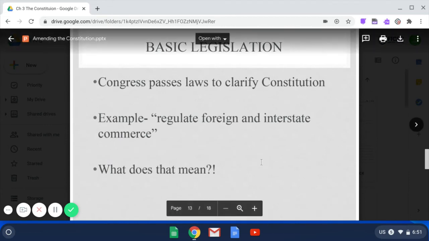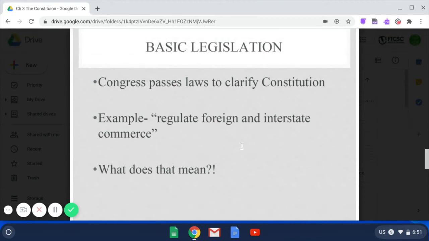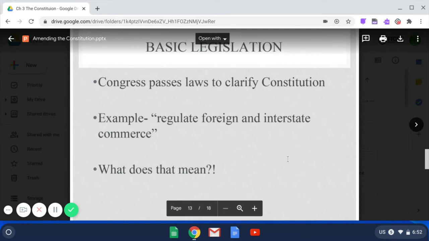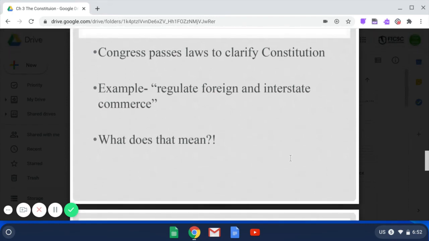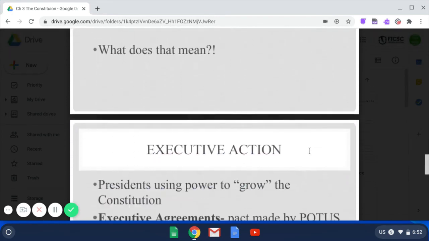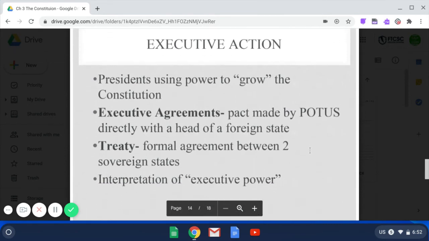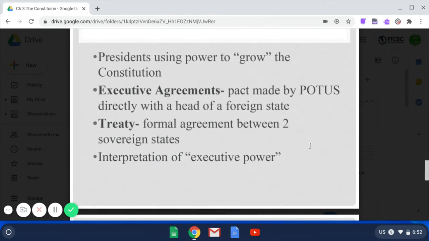So what is basic legislation? It's laws to clarify the Constitution. The example it gives you here is to regulate foreign and interstate commerce. What does that mean? Well, it means trade, so that the government can regulate that between us and other countries.